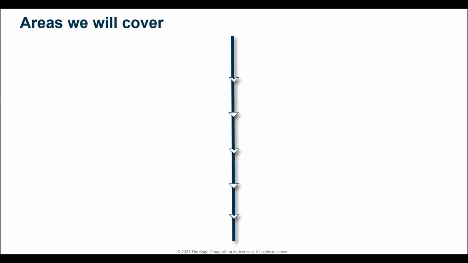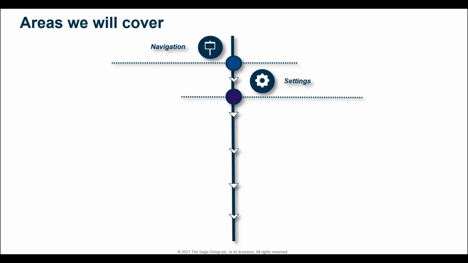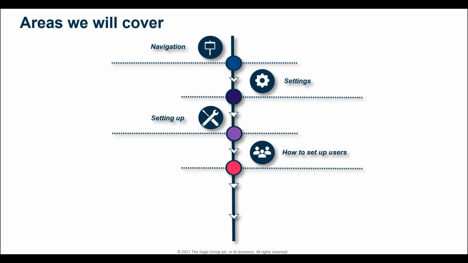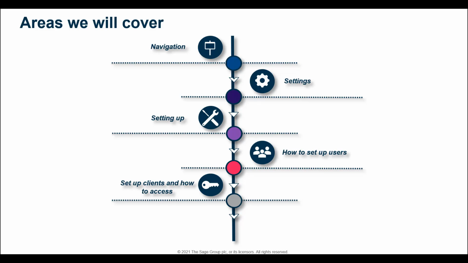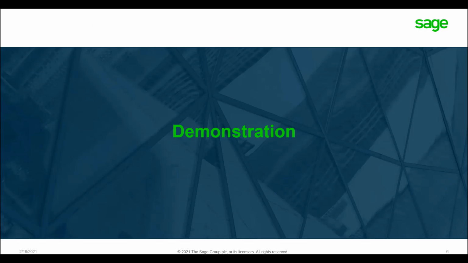Finally, let's have a look at the areas that we're going to cover today. So I will make you familiar with how to navigate around Partner Edition. I will take you through the settings, how to set things up, how to set up users, set up clients and how to access them, and finally how to link to existing clients, so clients that already have a Sage Business Cloud subscription. I will show you how to get them linked with your Partner Edition. Now, as I mentioned before, I'm going to take you through those key features in a live demonstration.